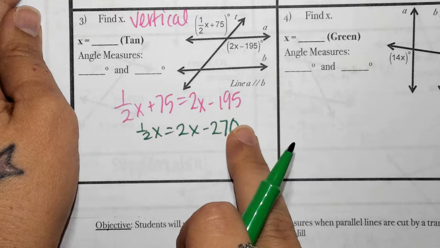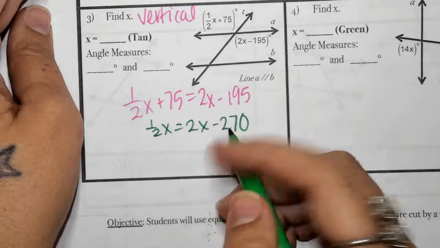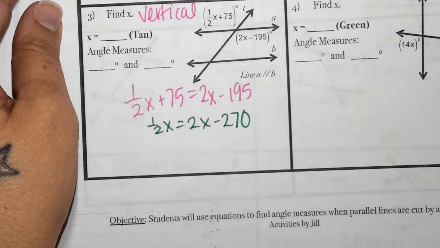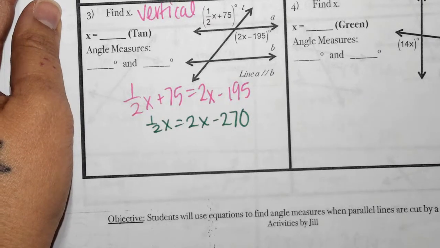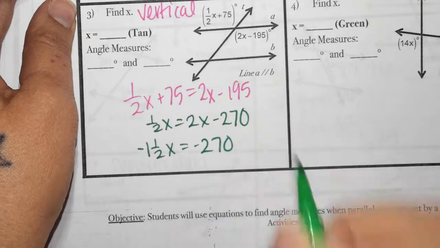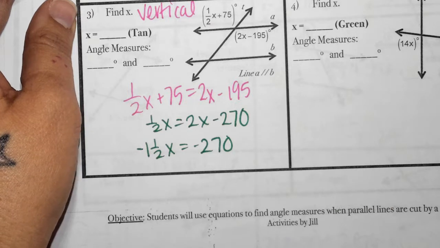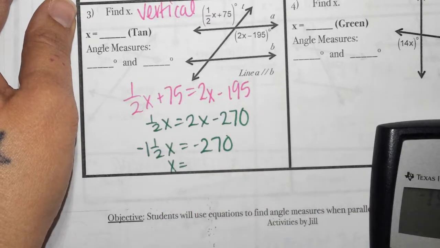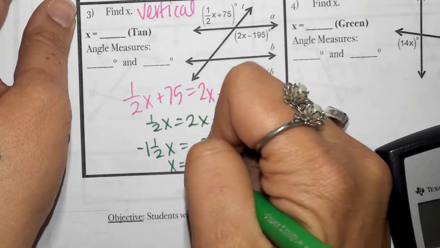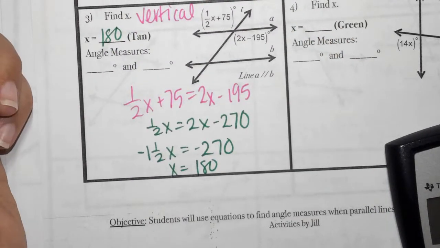Now, Miss Ashley, I got 275. I subtracted 75 from both sides. No, pumpkin. All right, now I'm going to subtract 2x. It's 1/2 minus 2. If you have 2 cheeseburgers and you take away a half, you're left with negative 1 1/2 x. Right? So then just divide both sides by negative 1.5. So you have negative 270 divided by negative 1.5. X is 180. That's it. That's all you got to do.